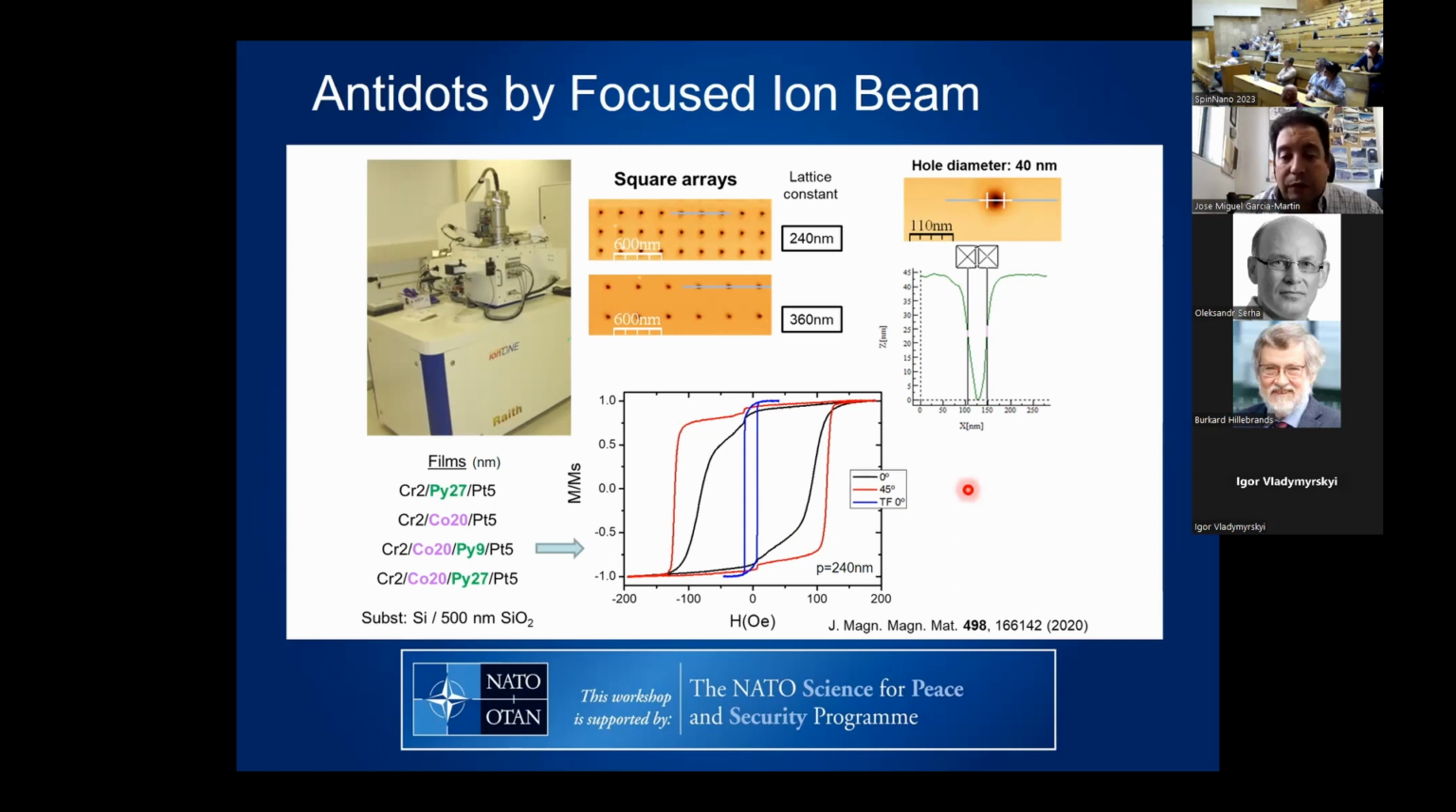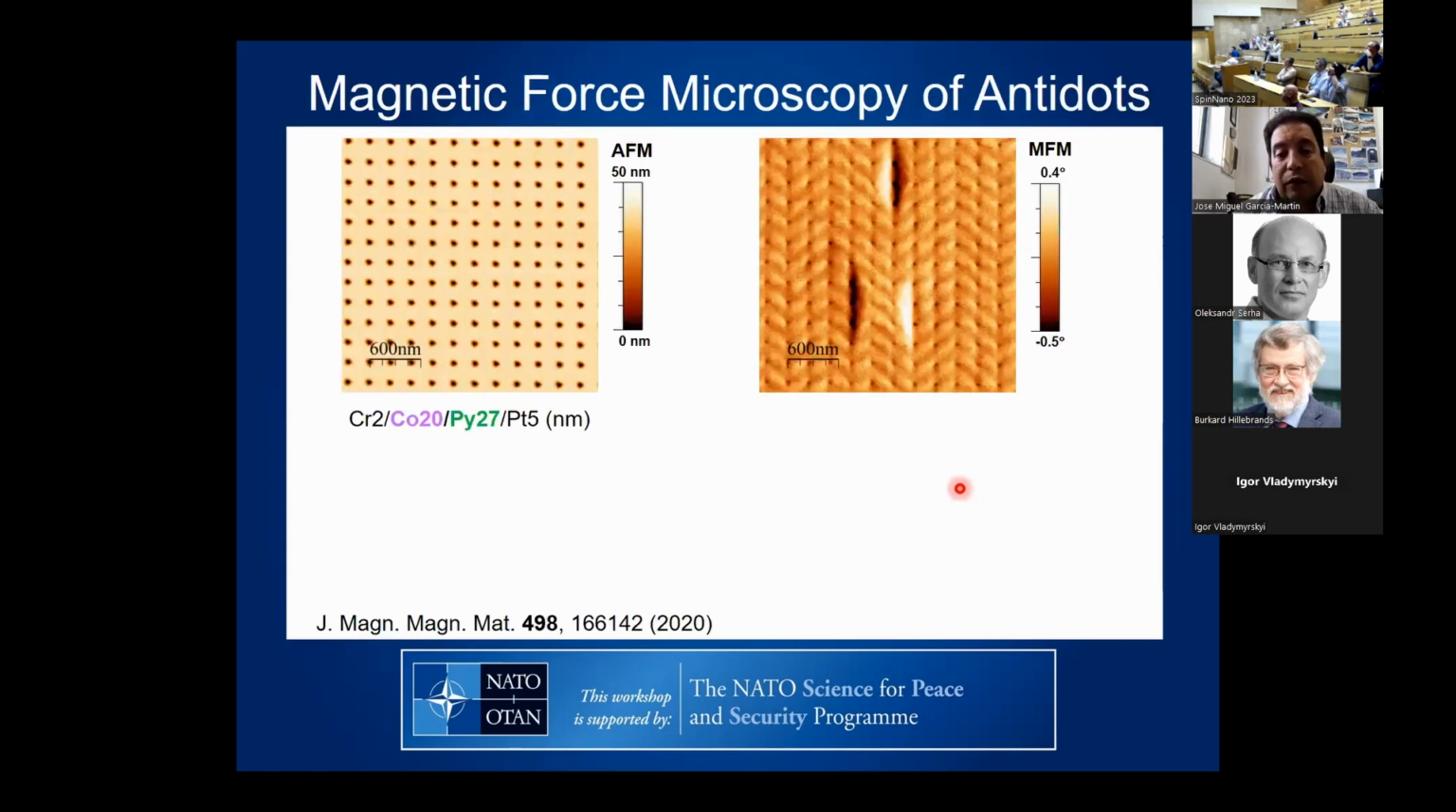So we have used magnetic force microscopy to understand this behavior. On the left, you can see the topography as in standard atomic force microscopy, simply the nanoholes. And on the right, you have the magnetic contrast. Please let me remind you that magnetic force microscopy is a charge mapping microscopy, so the contrast is given by magnetic poles. The bright and dark regions can be associated with magnetic poles.